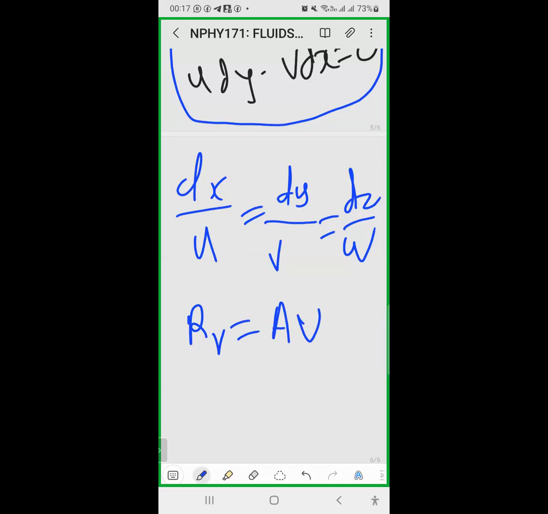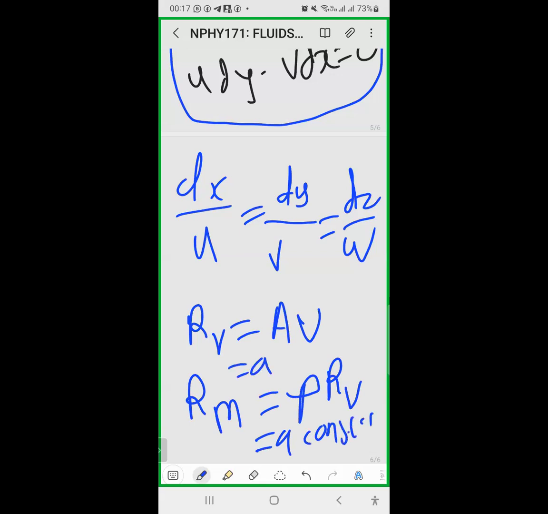Okay, and it also obeys the mass flow rate, which is represented by the letter Rm. The mass flow rate is equal to what? To rho, which is your density, multiplied by the volume flow rate. And this is equal to a constant. Okay. Even here, it's equal to a constant. This is also equal to a constant.